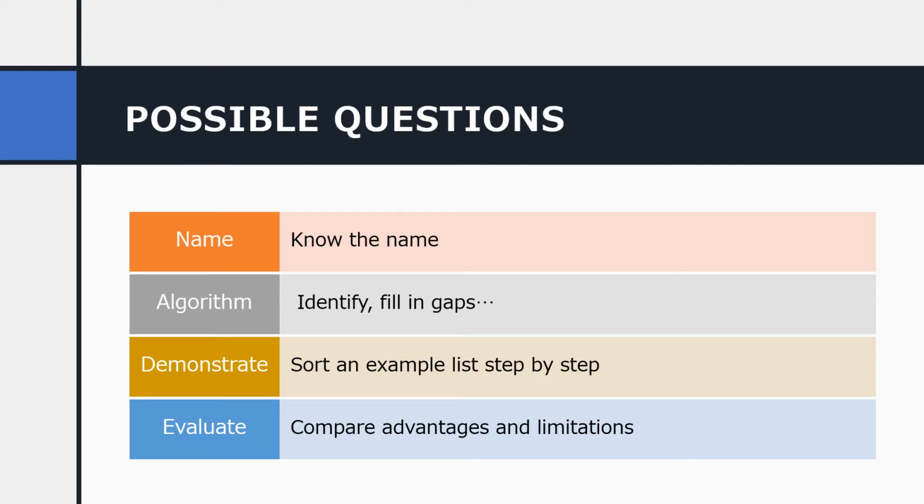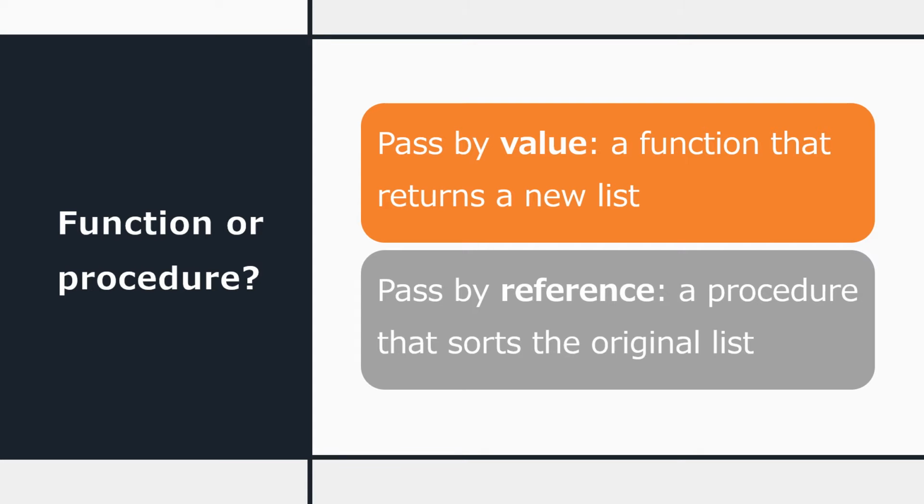They might ask you to demonstrate how the sort algorithm would work with a particular list. So for example, the merge sort, showing it splitting the list into small lists and then merging them all back together again. And finally, they might ask you to discuss the algorithms in terms of their advantages and limitations. They might ask you to choose or justify a particular sort algorithm for a scenario that they will set out in a question.